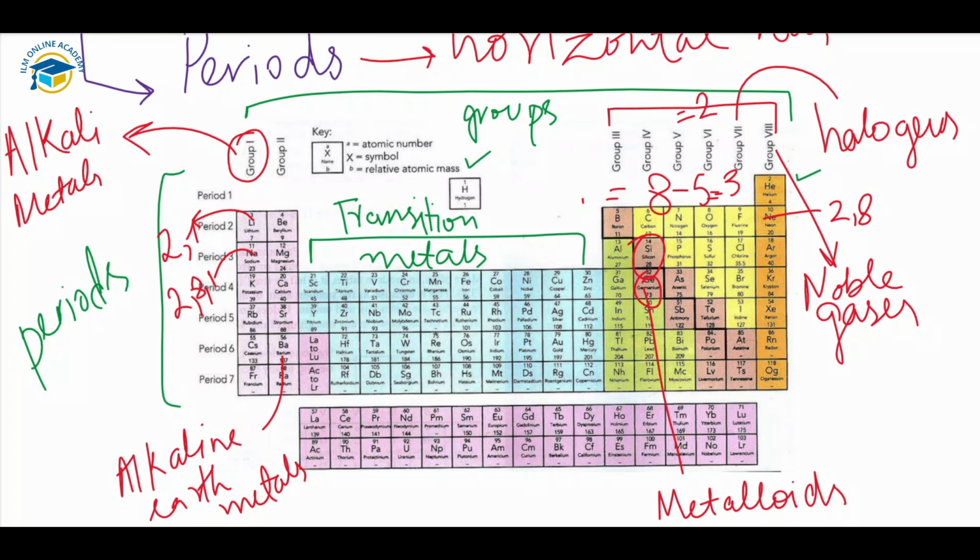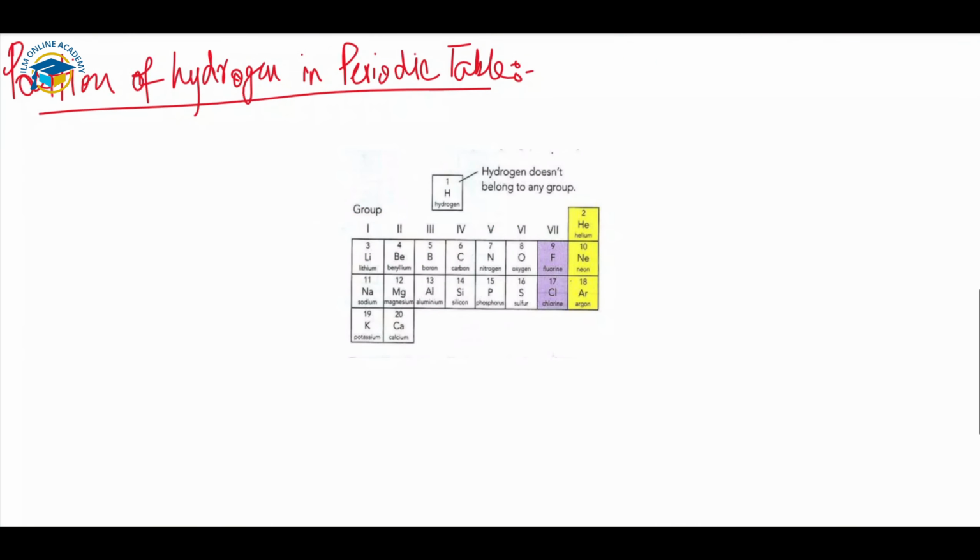So this is all about the periodic table. Next we will talk about the position of hydrogen in the periodic table. You can see here hydrogen is present here. It is not placed in group 1 or group 2 or any group. It is placed in the center here. So now we'll discuss the position of hydrogen in the periodic table.